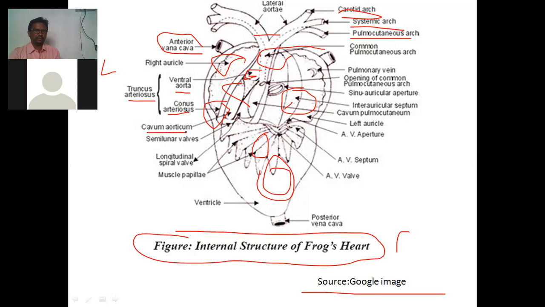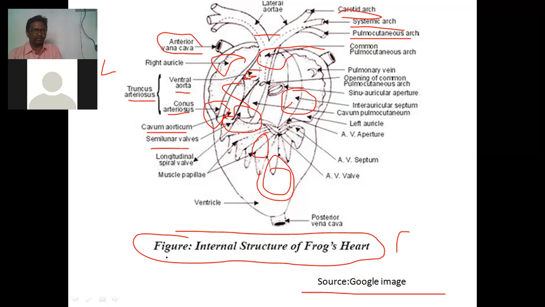So we are looking at the left side of this heart. Here is the cavum arteriosum, and then this is a semilunar valve. What is the role of this valve? To prevent the backflow of the blood.